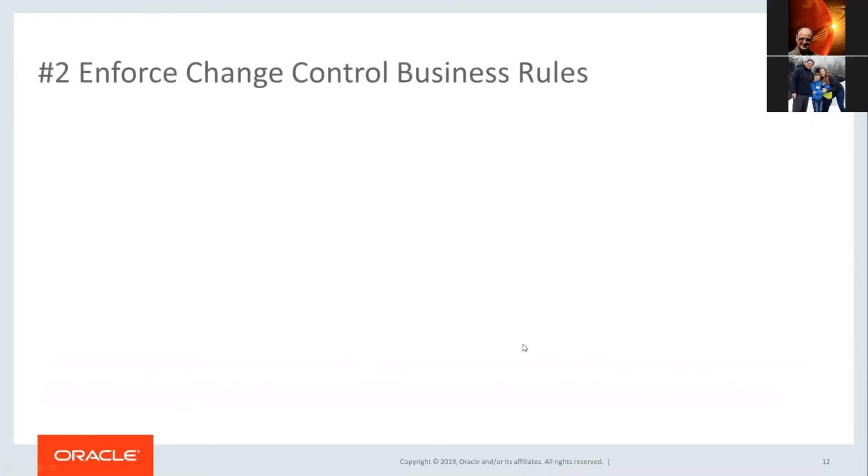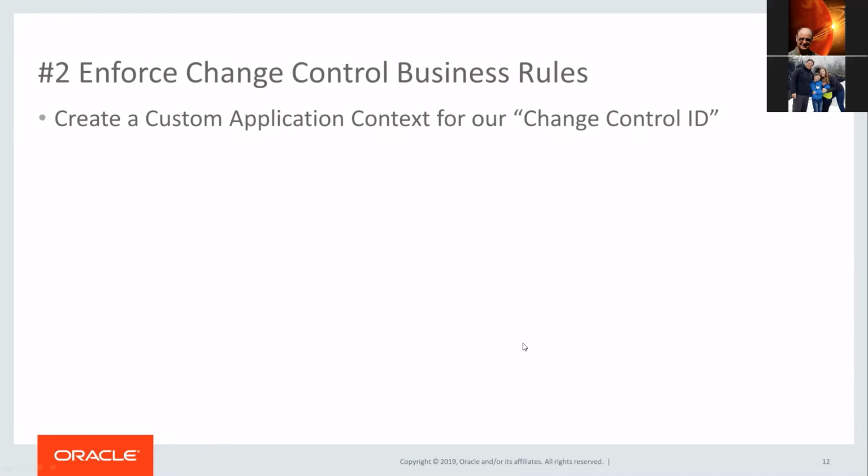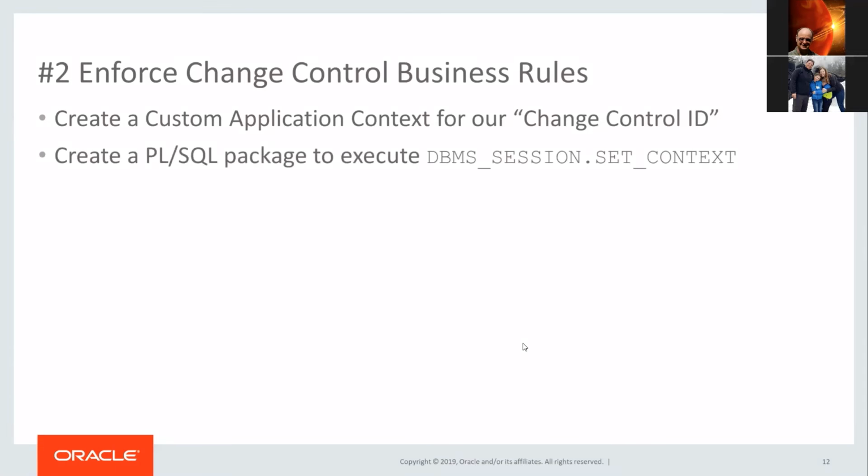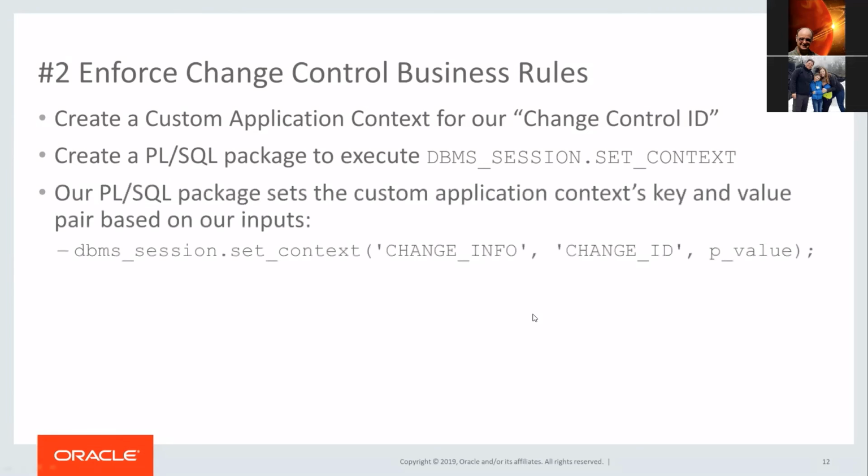And let me explain in more detail what that's going to look like. We're going to create a custom application context for our change control ID. So very similar to our USERENV that we saw, where we were looking to see what the session user is, we're going to do that here. We're going to create a PL/SQL package to execute one command, DBMS_SESSION.SET_CONTEXT. We're going to set our custom application context. So it's going to fire this exact command here, DBMS_SESSION.SET_CONTEXT, set our change info context, set the attribute change ID, and set it to the value that we pass it in our package, in our procedure.